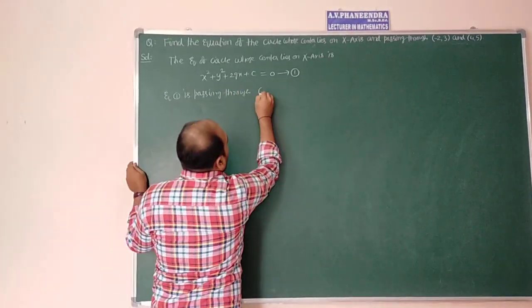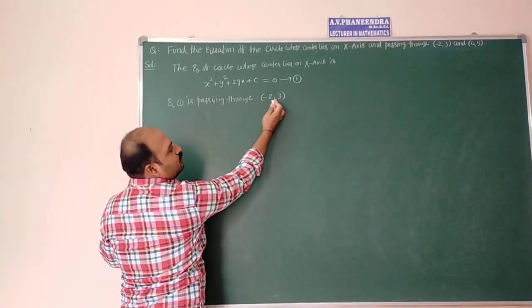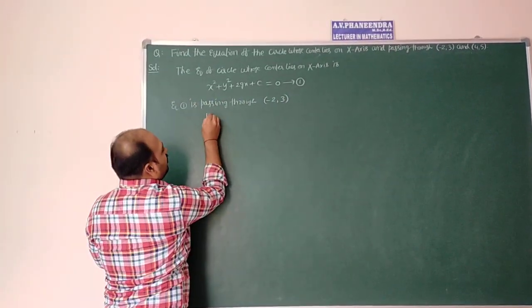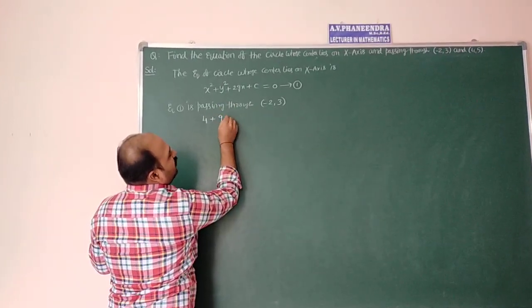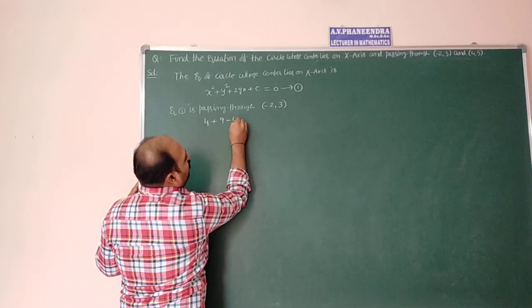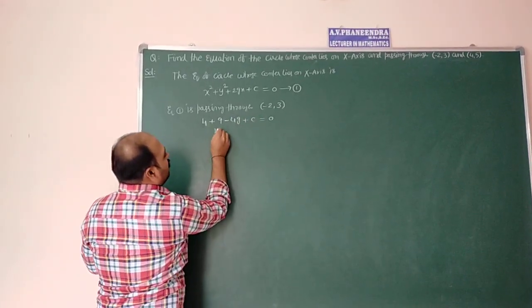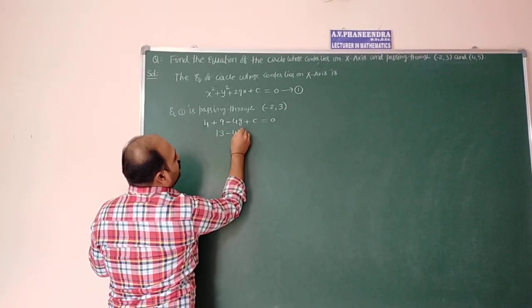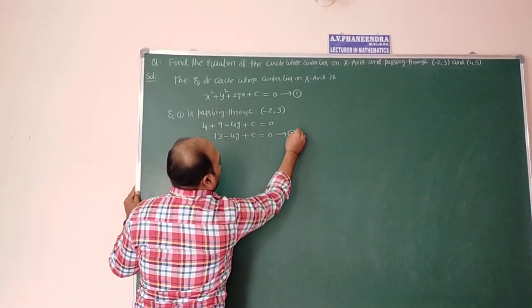the first point (-2, 3). In place of x, y substitute -2, 3. (-2) whole square is 4, plus 3 square is 9, plus 2g into -2 is -4g, plus c equal to 0. 9 plus 4 is 13. 13 minus 4g plus c is equal to 0. Equation number 2.